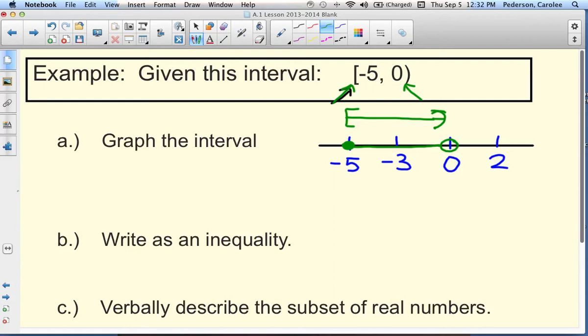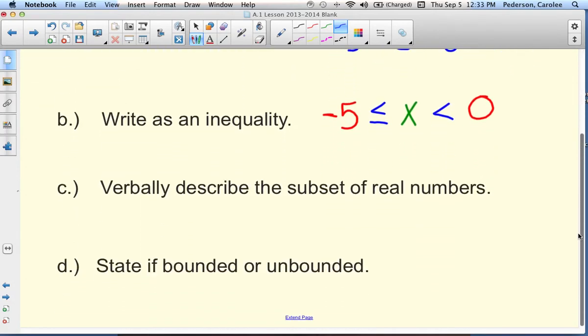To write this as an inequality, I always put my x, my variable, in the middle, and then my number that's farthest left, farthest right, and then greater than or equal to, less than. So how you say that is x is greater than or equal to -5 and less than 0. There it is as an inequality.